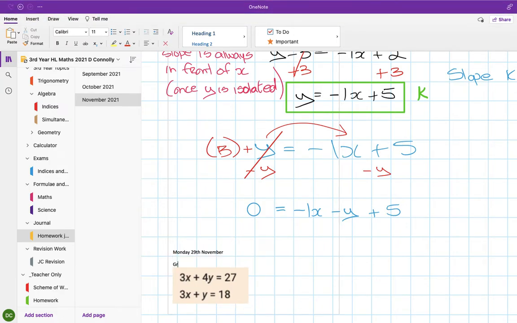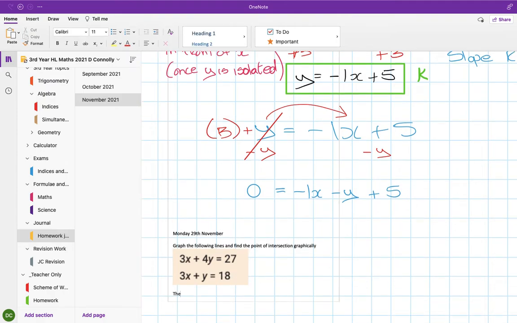So I want you to graph the following lines and find the point of intersection graphically. Then use simultaneous equations to find the point of intersection. All right?